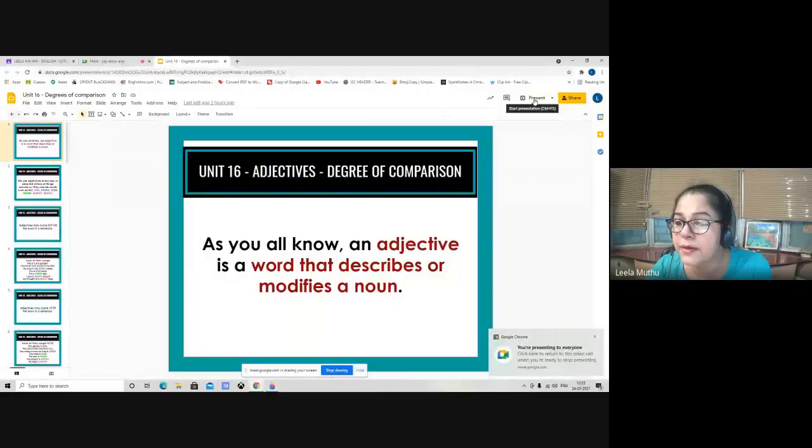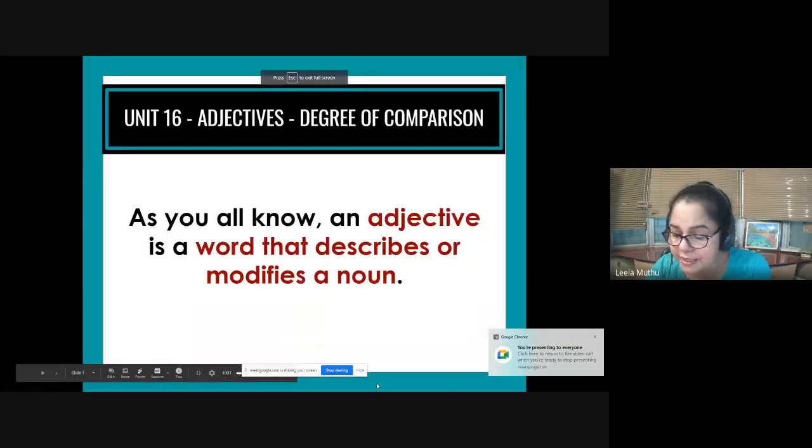All right, so let's just go straight into the lesson. You're already such an expert on what adjectives are and the function of an adjective. You know that an adjective is a describing word. It describes a noun. So now let's learn about the different degrees of comparison of adjectives.